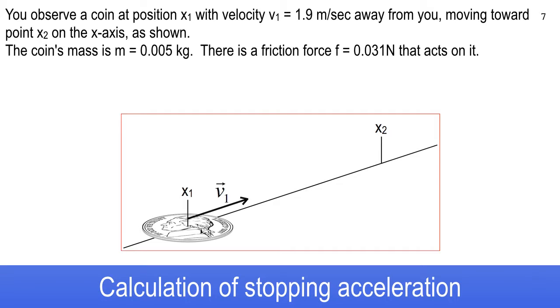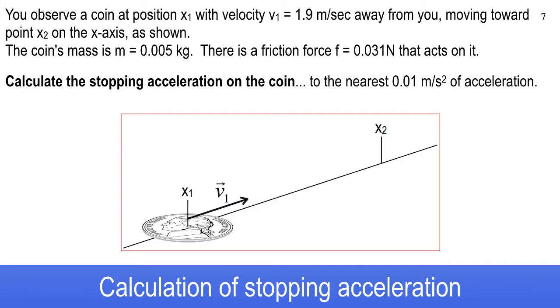A couple things about this before we get into the actual calculation. You may have had different values for the friction force and the velocity v1. So those were two variables in this problem. But anyways, let's work with these ones, and let's calculate the stopping acceleration on the coin.